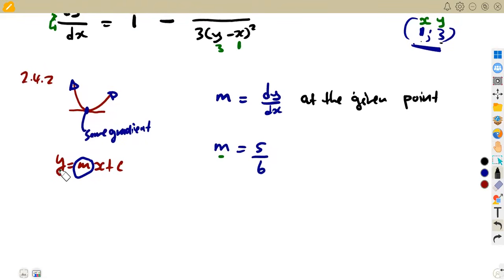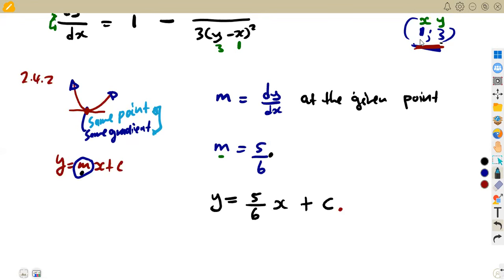Our equation, like I said, is given as y = mx + c. We have the value of m, which is the gradient of the line, 5/6, so y = 5/6 x + c. In order to have the value of c, our constant, we substitute the point, because it's the point of tangency, the same point for the curve and the tangent. So we substitute the value of x, which is 1, and the value of y, which is 3, to find c.